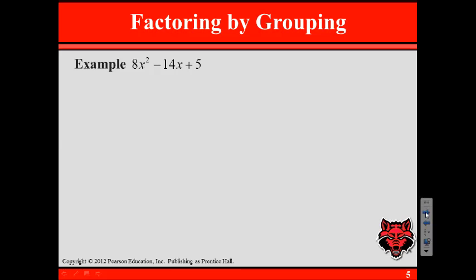Here we have 8x squared minus 14x plus 5. And because we don't have a GCF other than 1, I'm just going to write no GCF. The only time the GCF is even important to us right now is if the greatest common factor is a number other than 1. So we go through the first step. There is no GCF. We then multiply what we call a and c, the coefficient of the squared term and the constant, and that will give us 40.